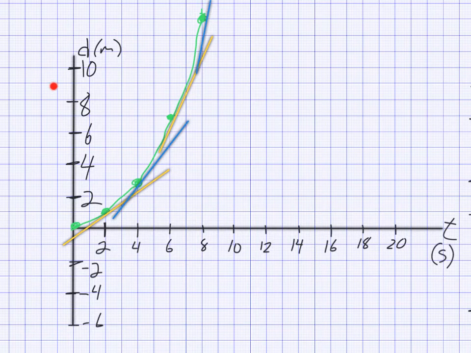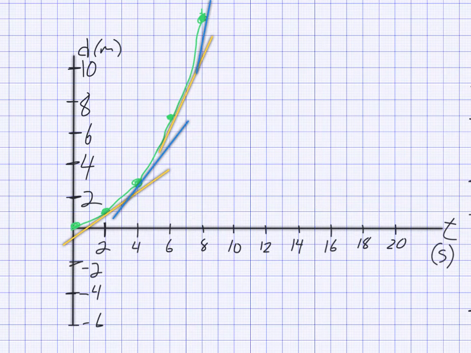So on a displacement versus time graph like this, if the slope is changing, so the line is curved upwards, then you're going to be increasing your slope, which means your velocity is going to be increasing. So it's not a constant velocity anymore. That also means that this line has an acceleration, because it's a changing velocity, a changing slope, changing velocity, which is an acceleration.